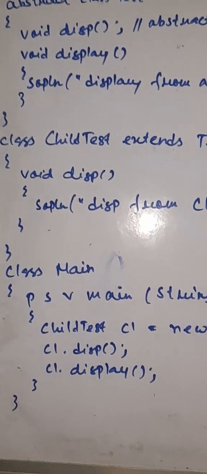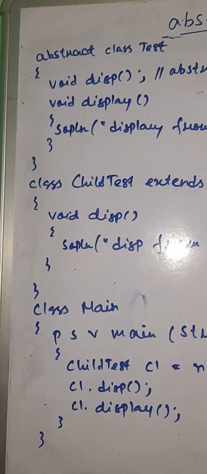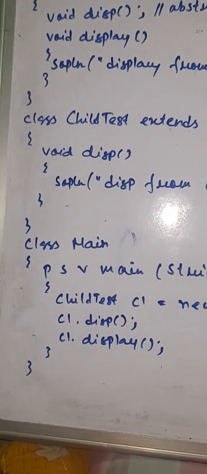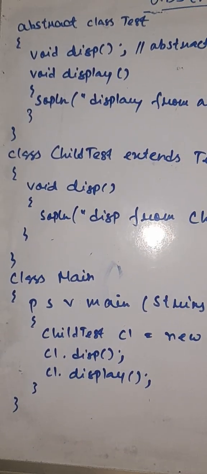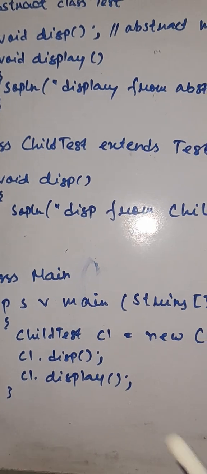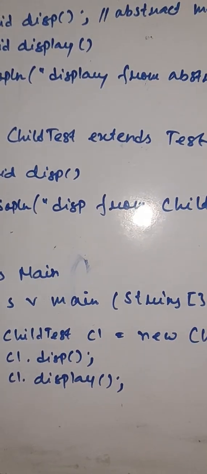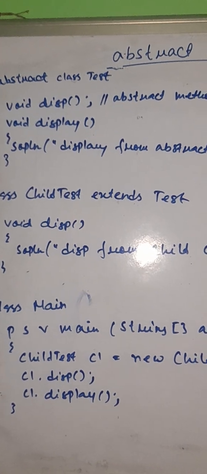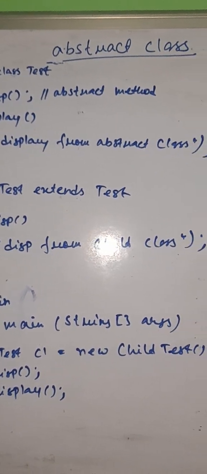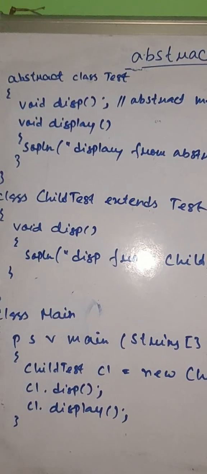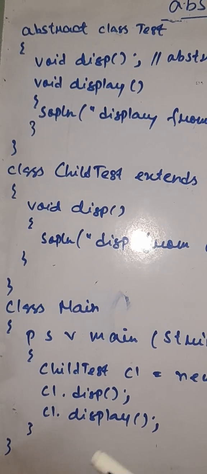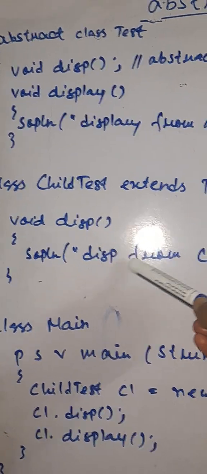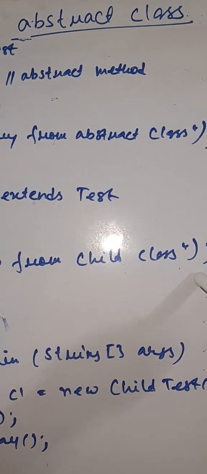And at last I declared the main class. Within the main driver class, the name of the driver class is Main. Okay, within this main function, here I declare my object and instantiate the child class object. Clear? ChildTest c1 equal to new ChildTest. Now c1.disp, which method will be called? This one will be called, which is overridden. Clear? So the output will be disp from the child class.